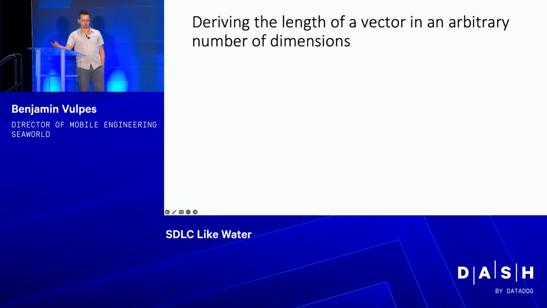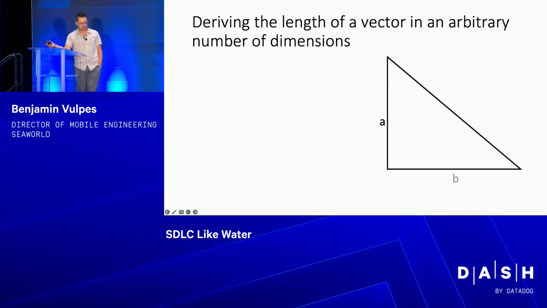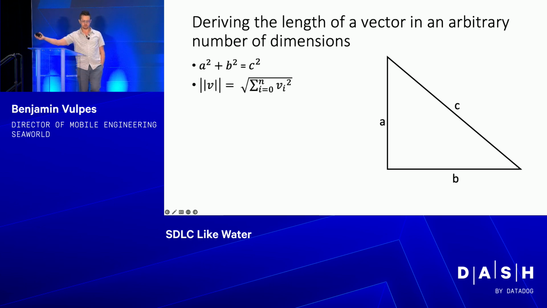Deriving the length of a vector in an arbitrary number of dimensions. We all know that c squared is equal to a squared plus b squared, right? Pythagorean theorem. In general, the length of a vector is the square root of the sum of the squares of its dimensional components.